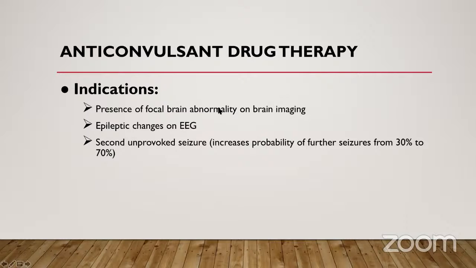And how do we treat seizures? Usually we start by giving patients anticonvulsant drug therapy. There are some indications where it is mandatory to start anticonvulsant therapy: if there are focal brain abnormalities on brain imaging, like a tumor, or if the EEG is positive, or if there is a second unprovoked seizure, which increases the probability of further seizures from 30% to 70%.